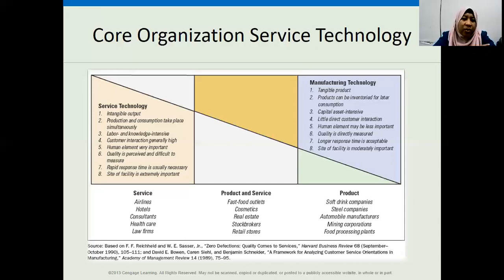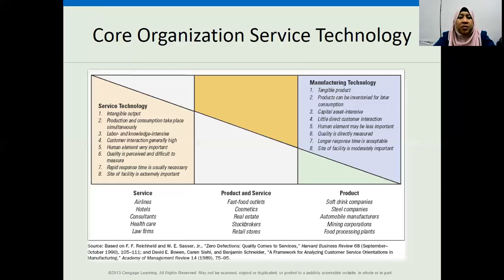But it's different from quality in services, because for services we have to see, observe, and experience it. Then we can say, oh, this is quality service. And longer response time is acceptable, of course. And the last one, site of the facility is moderately important.